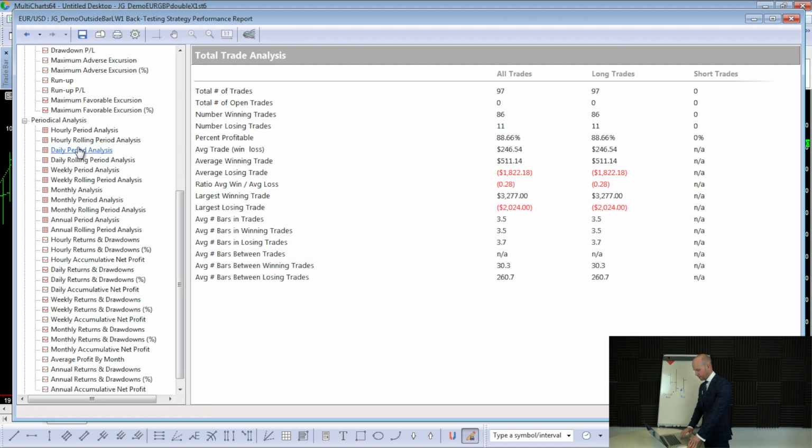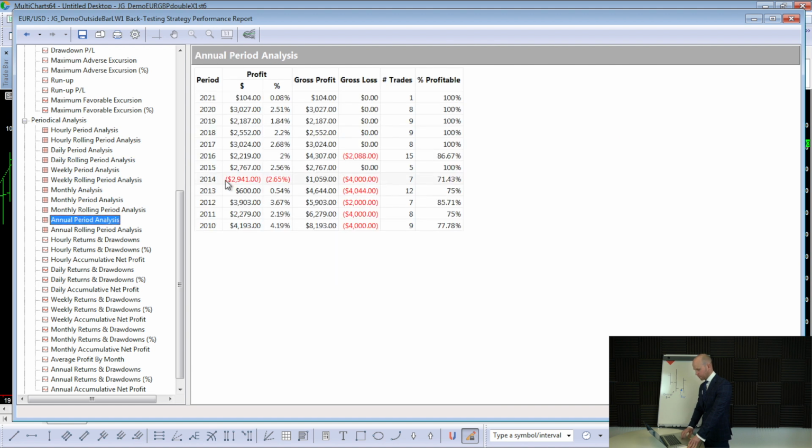If we look at the annual period analysis, we can see that we just had one losing year in 2014. The rest of them were all profitable, and many of these actually 8 trades, 9 trades, 9 trades. Look, every single trade was actually profitable. So this strategy works really, really well.